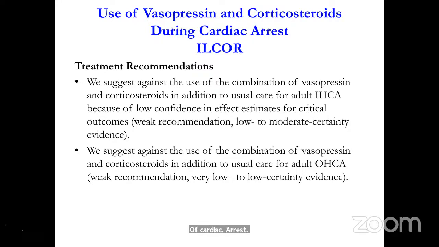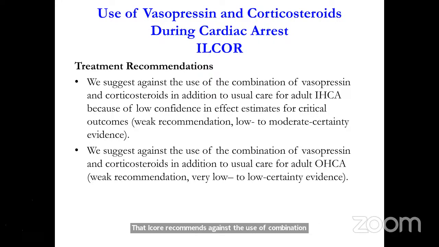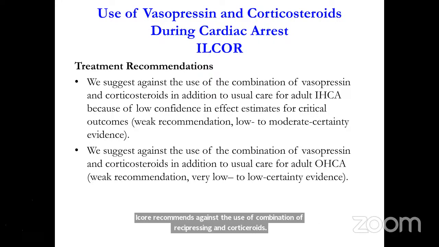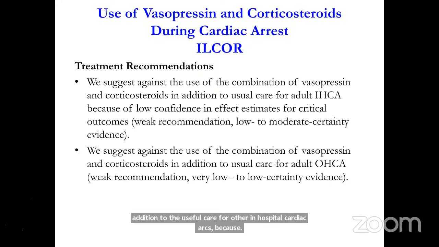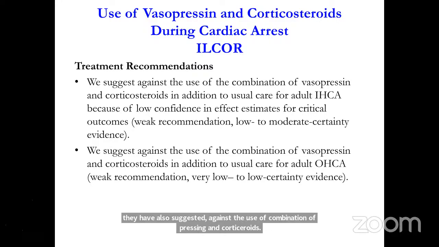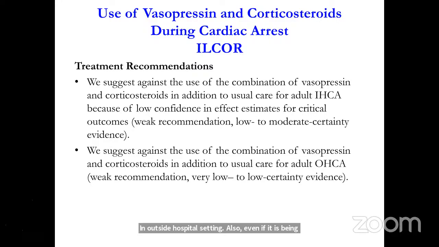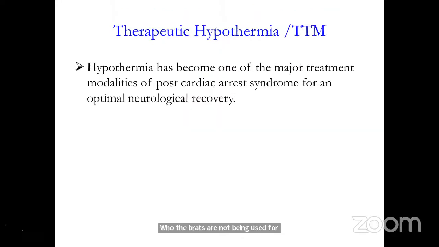When we talk about the recent ILCOR science update, they have very clearly mentioned that ILCOR recommends against the use of a combination of vasopressin and corticosteroids in addition to the usual care for adult in-hospital cardiac arrest because the outcome is not affected. And they have also suggested against the use of the combination of vasopressin and corticosteroids in the out-of-hospital setting, even in ambulances. And that's why both the drugs are not being used for resuscitation from now onwards.